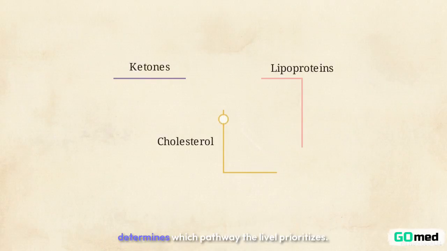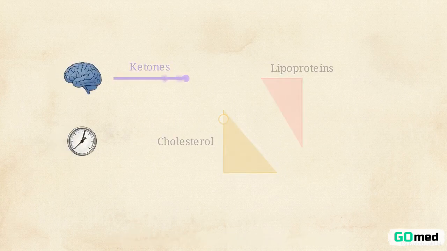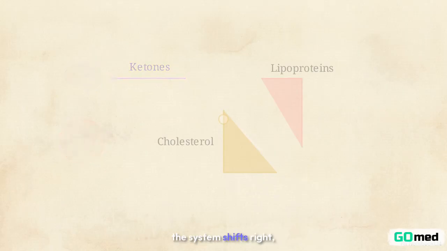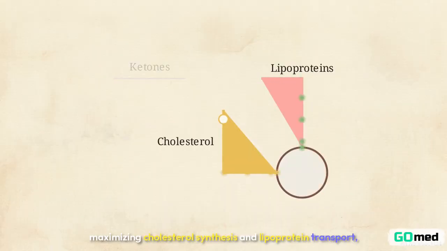These three pathways form a single integrated system. The body's global nutritional state determines which pathway the liver prioritizes. In a starved state, the system shifts left, maximizing the ketone pathway for survival energy, but risking the development of ketoacidosis. In a state of caloric overload, the system shifts right, maximizing cholesterol synthesis and lipoprotein transport, which can drive systemic lipid accumulation and plaque expansion.